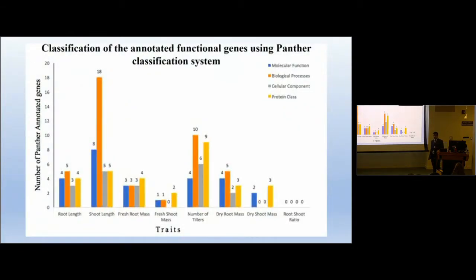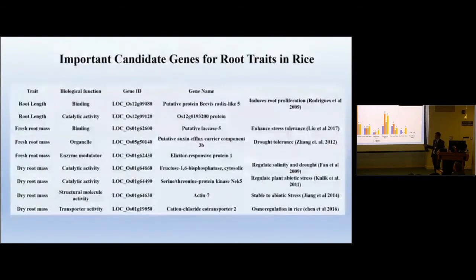Besides this, we also tried to find the genes in between those QTL regions. We found almost 1,800 genes in between those QTL regions, and we tried to annotate those genes functionally using the Panther classification system. That identified almost 80 genes that have a functional annotation, and the number of genes for different traits is quite different. And these are also classified based on the 4 major functional classification systems.